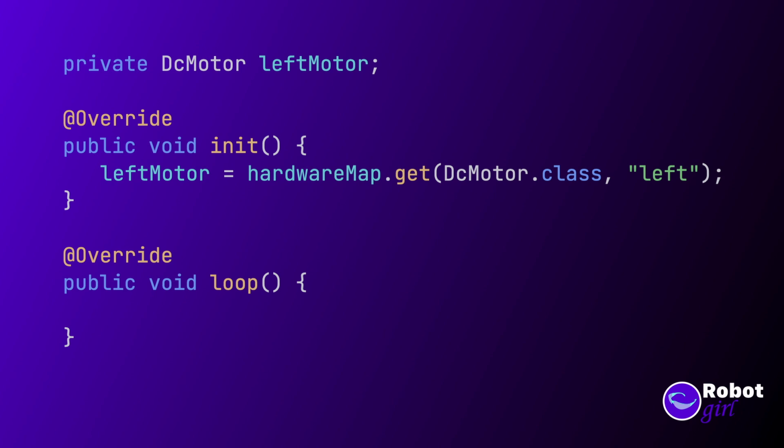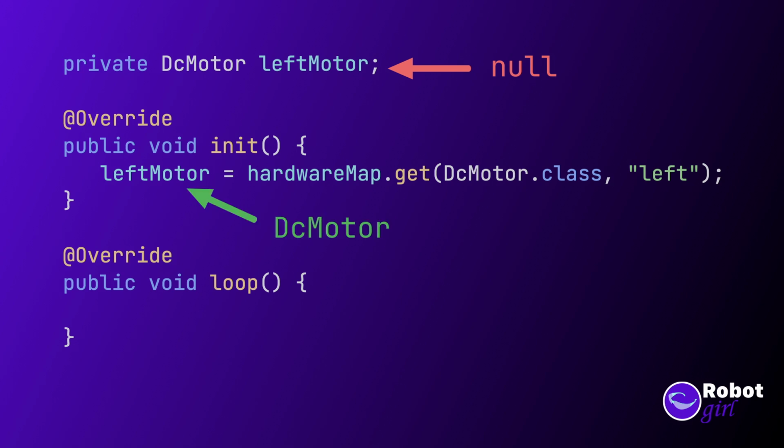A single equals sign in Java is called the assignment operator. This is the way that we tell Java that it needs to take the value on the right side of the equal sign and put or assign it to the variable on the left. So before this line, the leftMotor variable has null in it. Afterwards, it will now contain a reference to the DcMotor object. It will keep this value until we put something else in there.